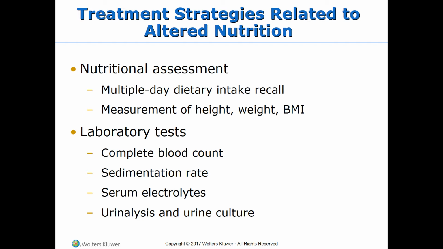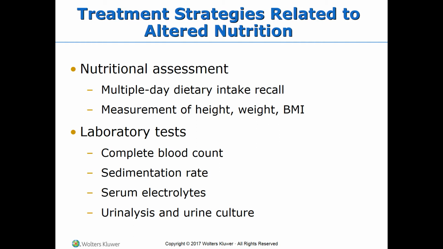The treatment for many of the problems of altered nutrition will be, of course, to assess the intake of the diet in the person and measure the height and weight to calculate the BMI, the body mass index. And also you can perform some lab tests like a CBC count in the case that you suspect that, for instance, someone has an ulcer in the mucosa and is bleeding, they are going to have poor absorption of nutrients, and the CBC is going to show low levels of red blood cells.